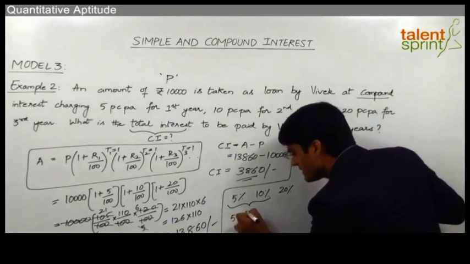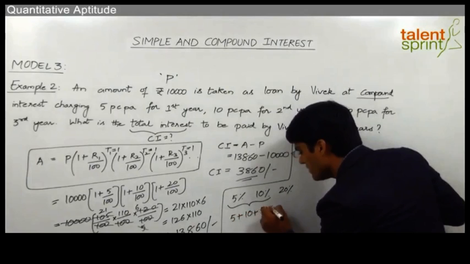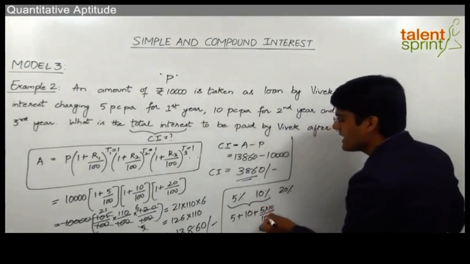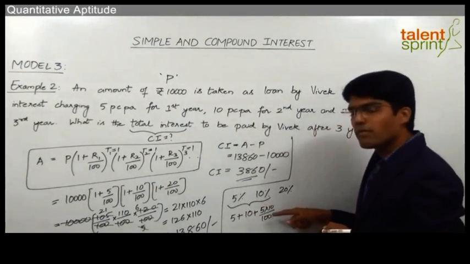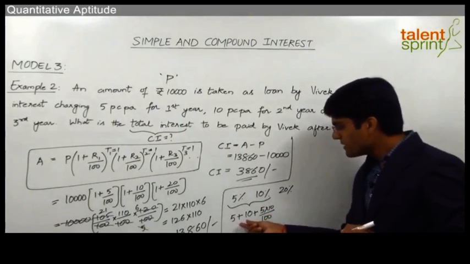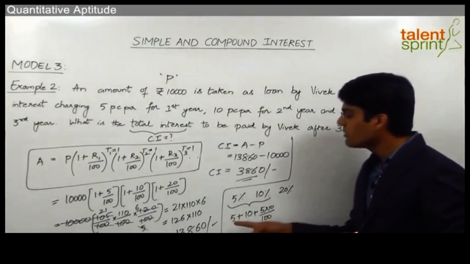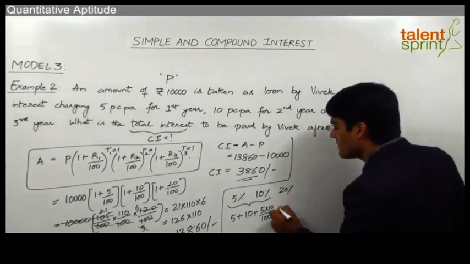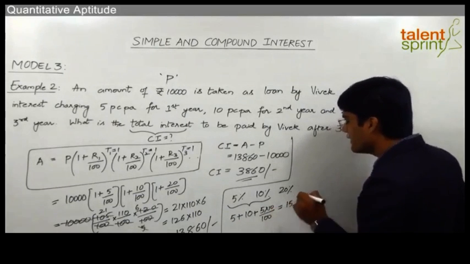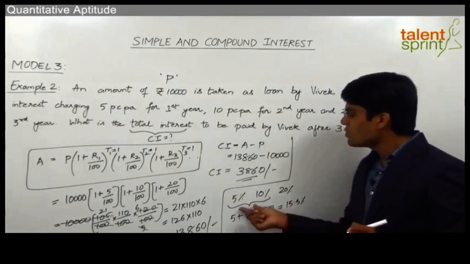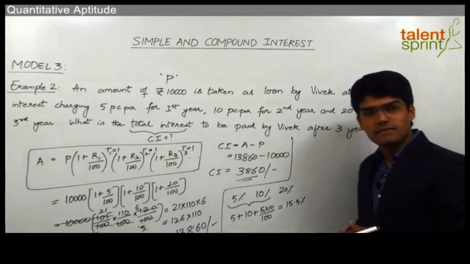That is 5 plus 10 plus 5 into 10 by 100. 5 into 10 is 50. 50 by 100 is 1 by 2 or 0.5. So 5 plus 10 plus 0.5 would be equal to 15 plus 0.5, that is 15.5%. That means the compound interest for the first 2 years together is 15.5%.